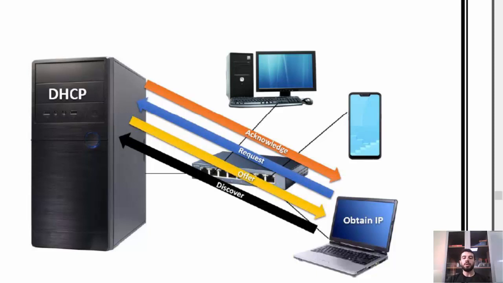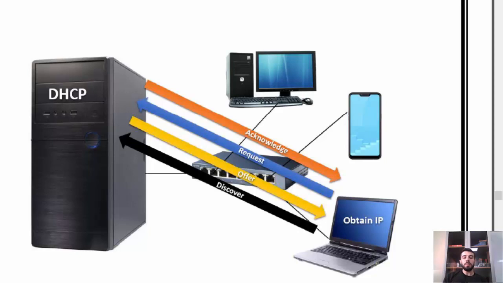In this video we will talk about DHCP. The first thing: what is DHCP? DHCP stands for Dynamic Host Configuration Protocol. What does DHCP do? DHCP is responsible for distributing a configuration, or distributing the IP address, to the clients in the network.